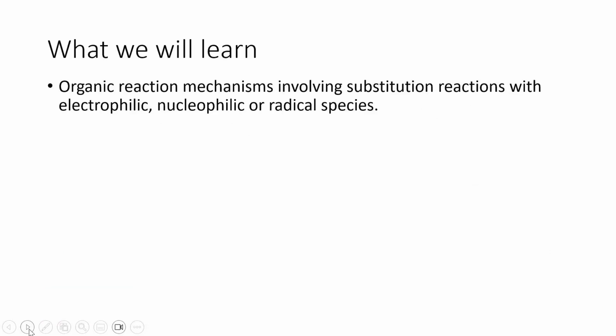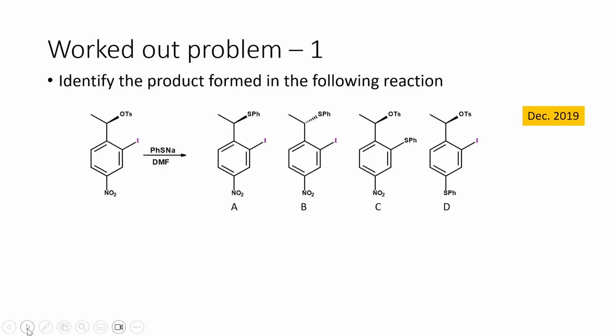So in this particular session, we will be looking at various organic reaction mechanisms involving substitution reactions with electrophilic, nucleophilic or radical species. Let us look at the first problem. This problem appeared in December 2019. Identify the product formed in the following reaction. A starting material is given. We have a nitroiodo derivative with a good leaving group, that is OTs. This is treated with PhSNa and DMF as a solvent, and we have to find out what is the product formed in this particular reaction.